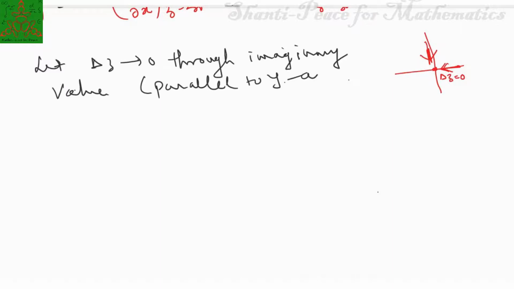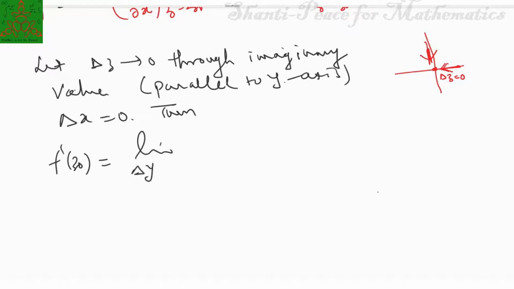As here we have taken only one path, where we are moving along the x axis, that is delta y equal to 0, and you are moving along the x axis direction. Now we are moving along the imaginary direction, that is the line which is parallel to the y axis. So let delta z tend to 0 through an imaginary line parallel to the y axis, that is delta x is equal to 0. Then what we have is f dash of z0 will be the limit of delta y tends to 0.